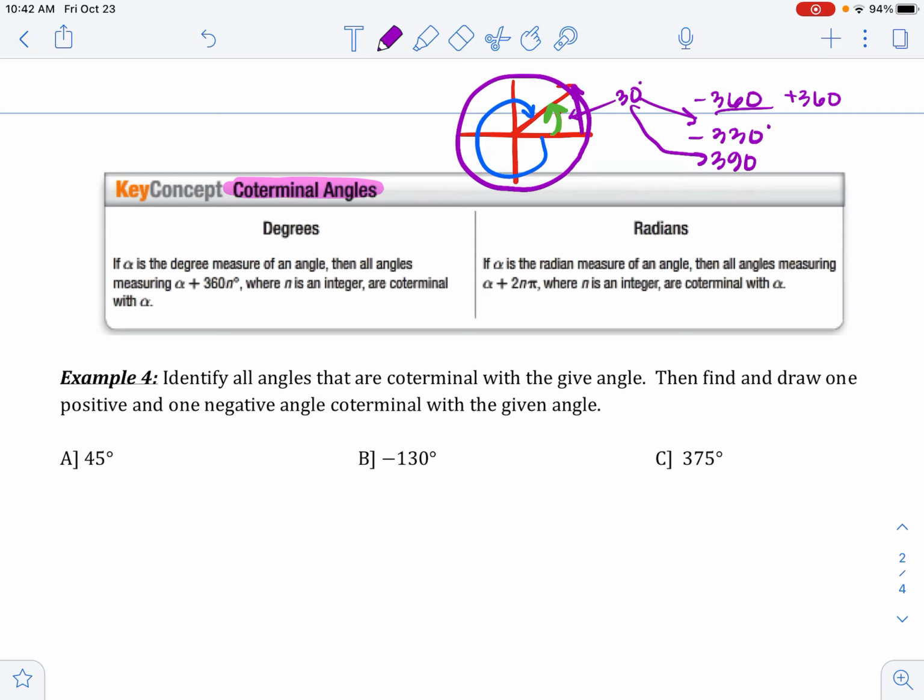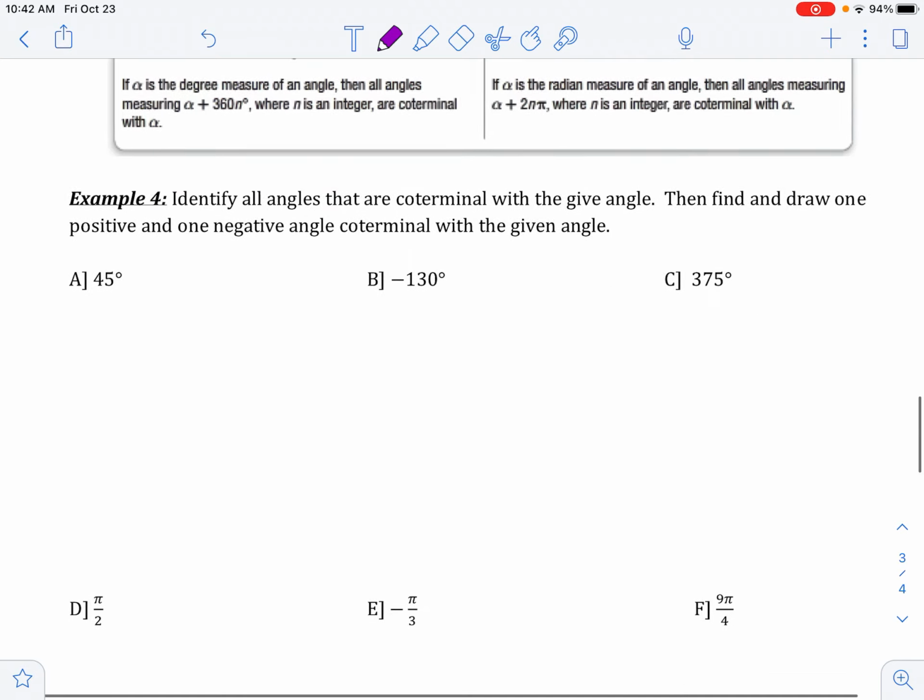So to get coterminal angles, all you have to do is add or subtract 360 degrees one time, two times, any multiple. For radians, it's 2 pi. If I want to get something that's coterminal to it, I can add or subtract 2 pi to it.